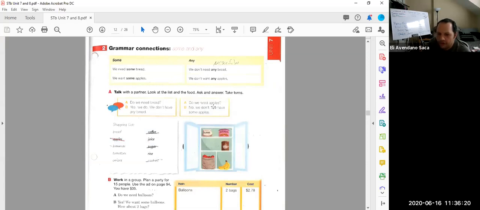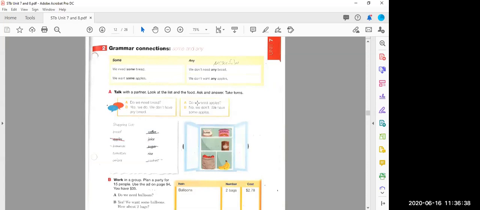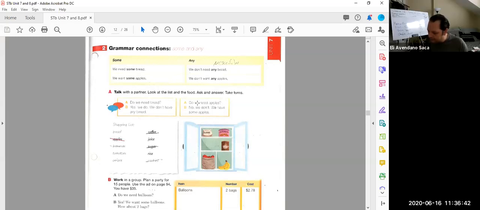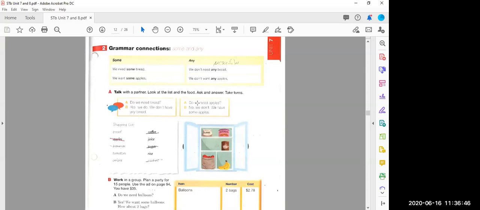Okay. So, do we need apples? No, we don't. Why? ¿Por qué? Porque we have some apples, right? So you can, hasta pueden decir, do we need any apples? No, we don't need any apples. Because we have some apples. ¿Sí o los confundí? Confundió. ¿Lo confundí? Very good.